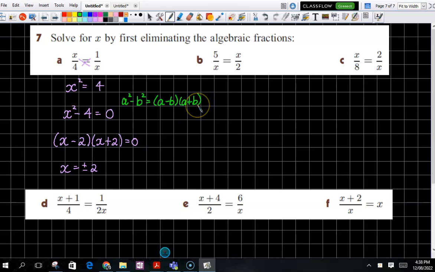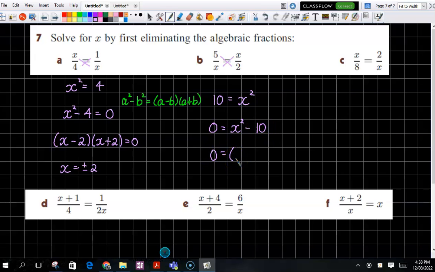Okay, the rest of them are pretty much just the same as these ones. So again, we cross multiply, but this time 5 times 2 gives me 10. X times x gives me x squared. So this time, instead of going to the left, I'm going to go to the right to keep my x squared positive. And here we go.